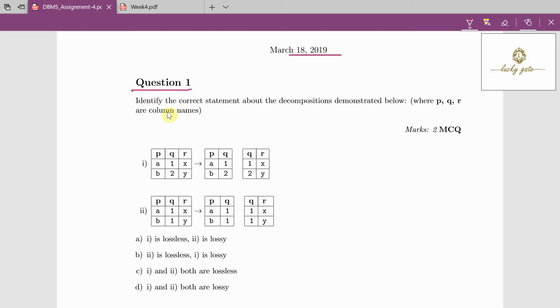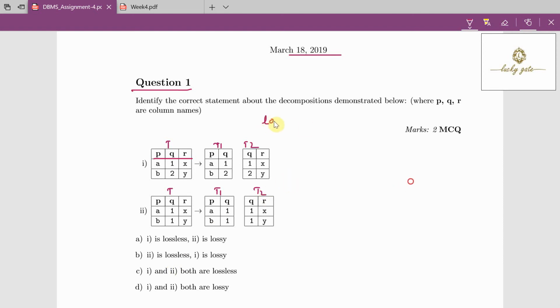Coming to question 1. Identify the correct statement about the decomposition demonstrated below, where P, Q, R are column names. Here, this is the PQR table, a table which is decomposed into table 1 and table 2. And a second decomposition is also given: one table T, decomposed into two tables T1, T2. The question is about lossy and lossless. The options are: 1 is lossless, 2 is lossy; 2 is lossless, 1 is lossy; and so on. We have to find whether the decomposition is lossy or lossless.